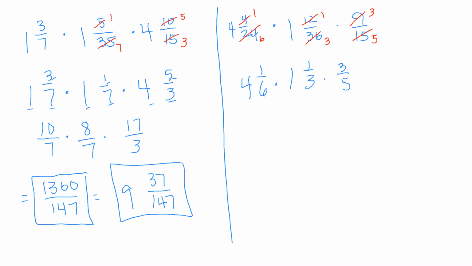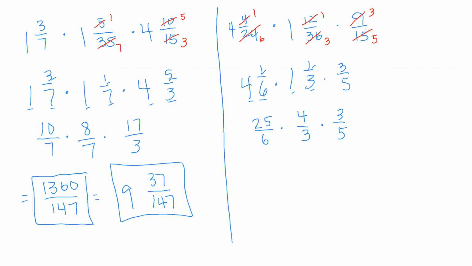So 4 and 1/6, I take 6 times 4 is 24, plus 1 is 25. So I get 25 over 6. I then get 3 times 1 is 3, plus 1 is 4, all over 3. And then don't forget I've got my 3/5. Now we can start simplifying some more.